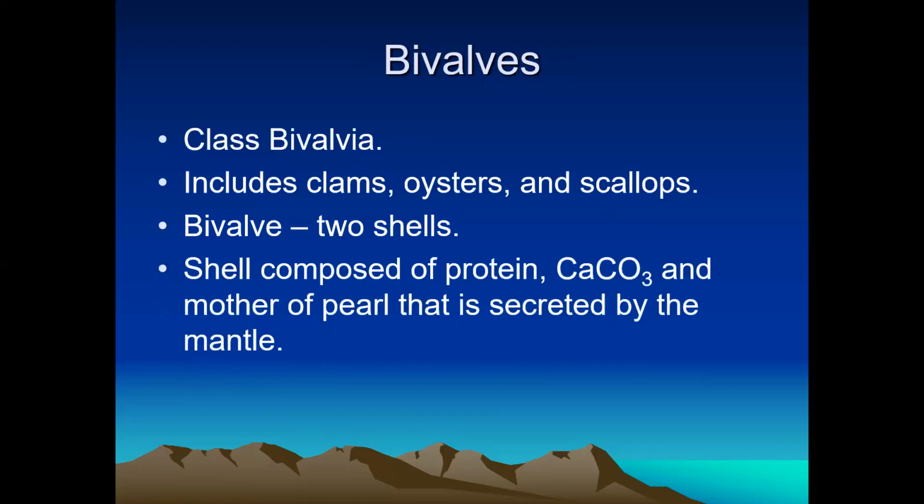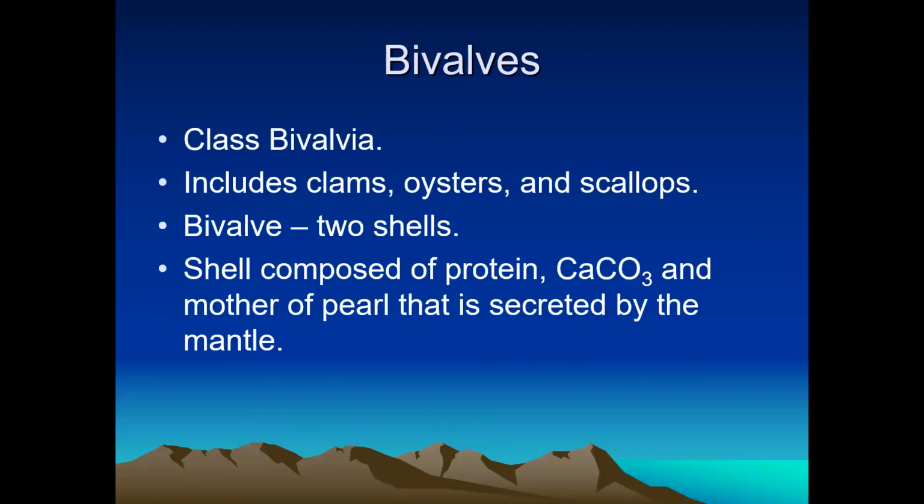The shell is composed of protein, calcium carbonate, and mother of pearl. CaCO3 is calcium carbonate. That's limestone, chalk. Depending on what kind of pressure it has been subjected to, it can be really soft like chalk, or a little bit harder like limestone. And I think under enough pressure for a long enough time, it's what forms marble. Marble is calcium carbonate.